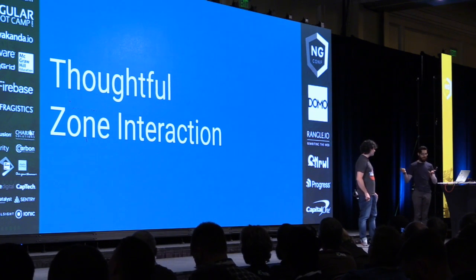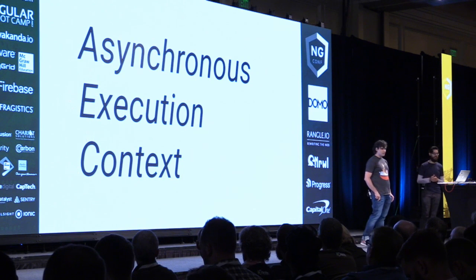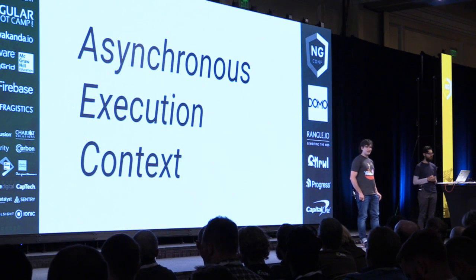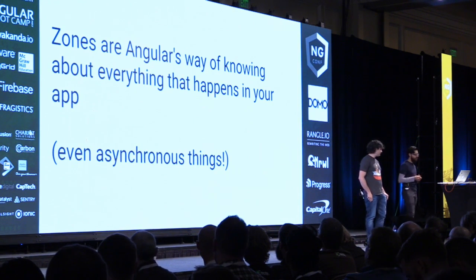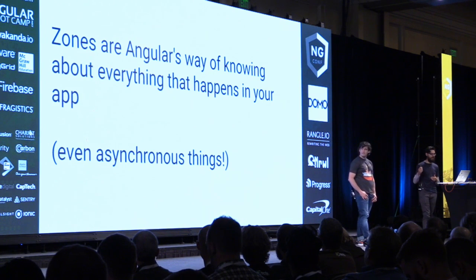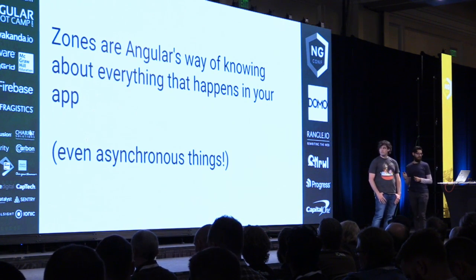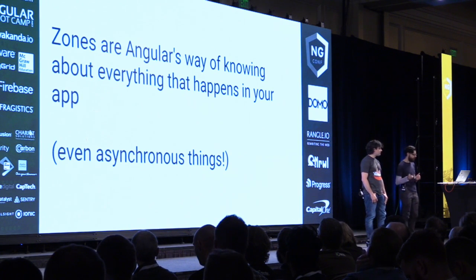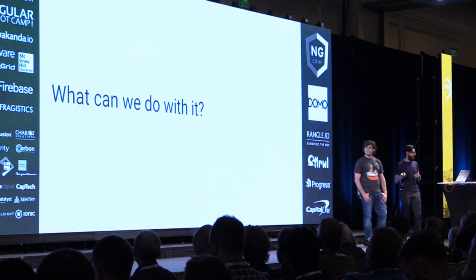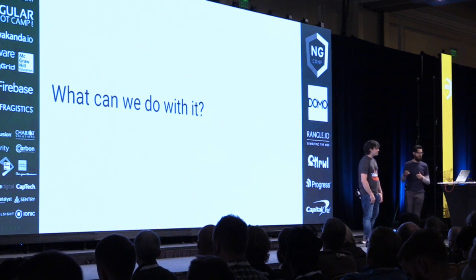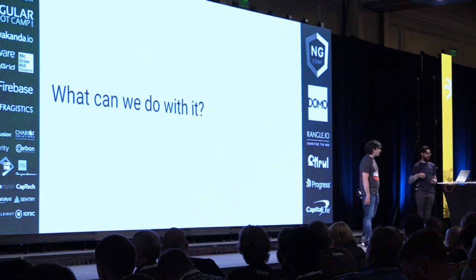So if you don't know what it is, zone is something that Angular depends on. It provides an asynchronous execution context for the Angular application. I literally have no idea what that means. So you don't really have to know the full story, but what you can kind of see it as is zones are Angular's way of knowing about everything that happens in your application or caused by your application, even asynchronous things like set timeout and XML HTTP request. And as component authors, you're wondering what can you do with it. The primary reason you would interact with the zone is to have some more control over when change detection runs, since zones is what drives Angular deciding to run change detection.